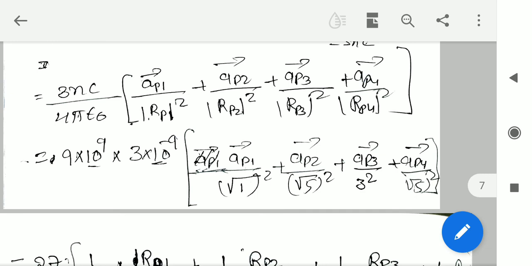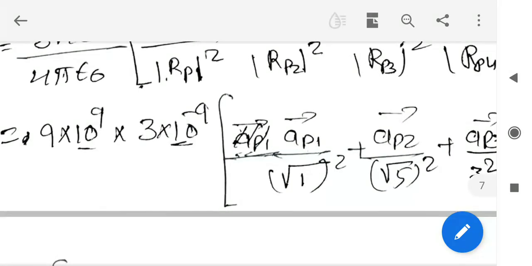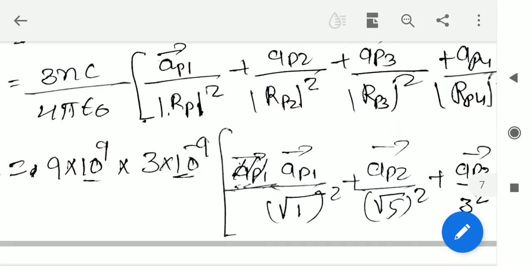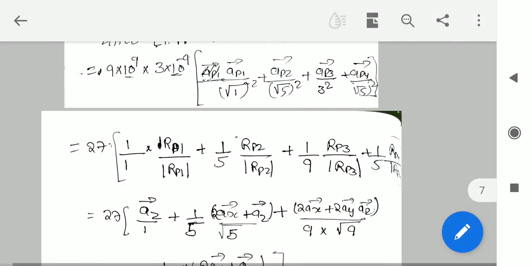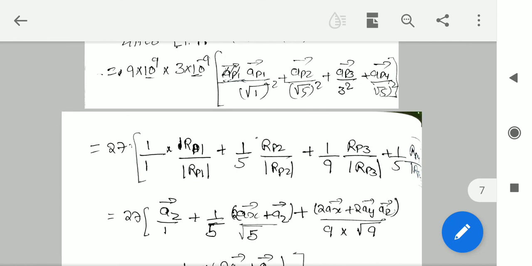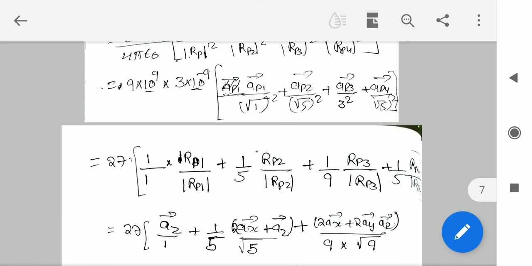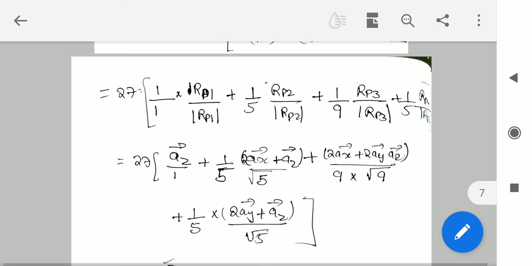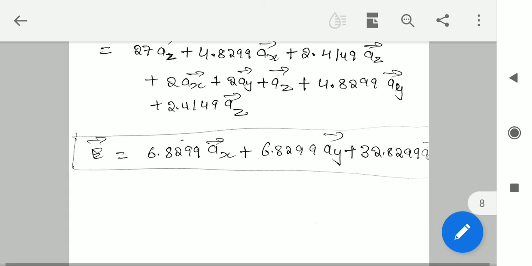Now we just substitute the values. We know that 1 by 4 pi epsilon naught is equal to 9 into 10 to the power of 9, and 3 nanocoulomb is 3 into 10 to the power of minus 9. After substituting these values, we get this. Here AP1 can be written as Rp divided by the magnitude of Rp, AP2 as Rp2 divided by the magnitude of Rp2, and Rp3 divided by the magnitude of Rp3, like this. After substituting the values, we got this answer.